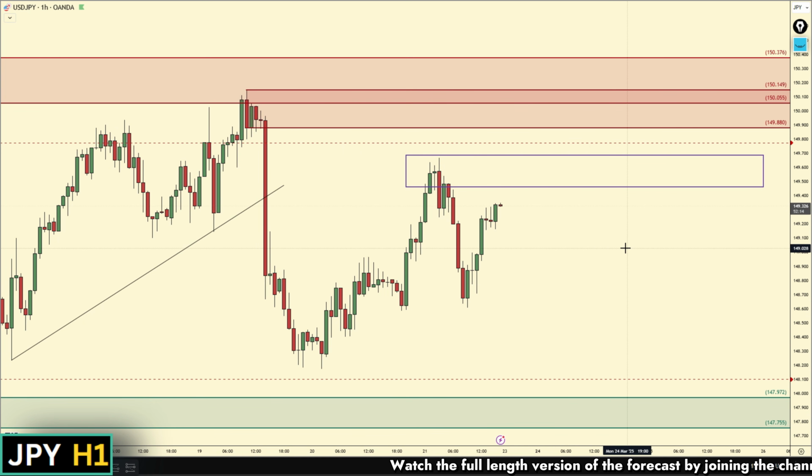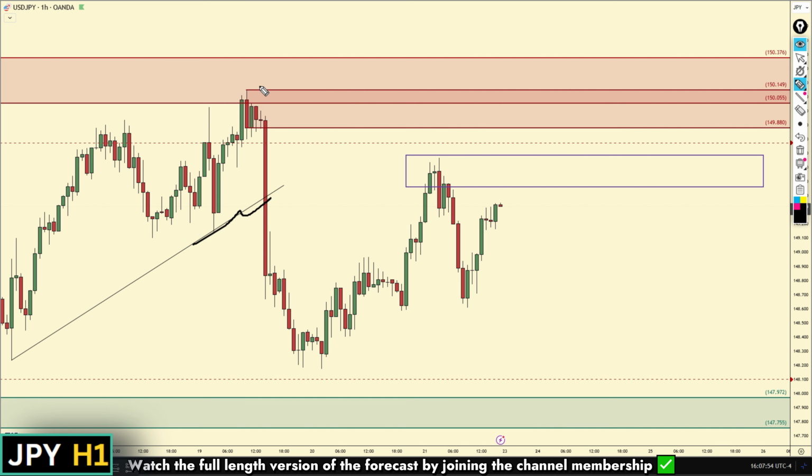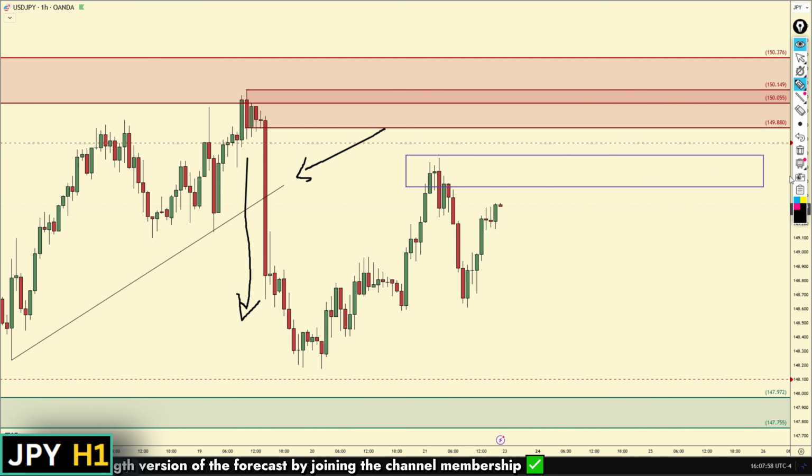And over on the 1-hour chart, it's a very interesting chart. We pushed up. First of all, we had a supply zone up here at 149.88. It's a very nice supply zone. It removed an upward trend line. Nice basing. Look at the move away. Fantastic move away. Absolutely love it.